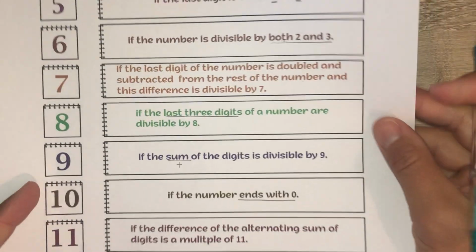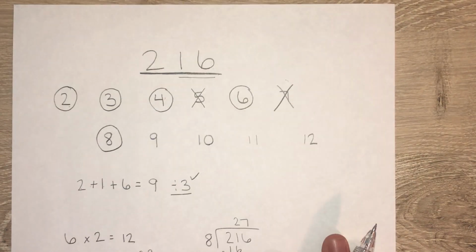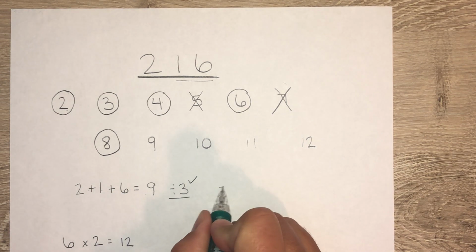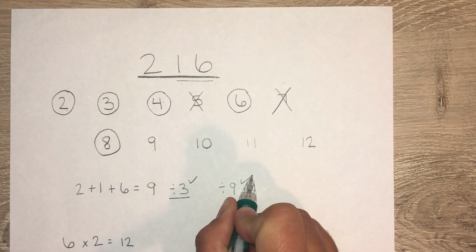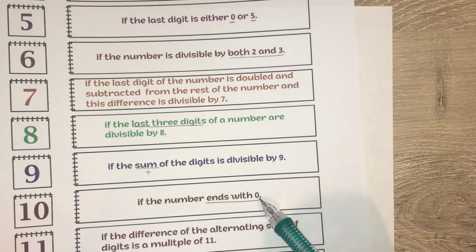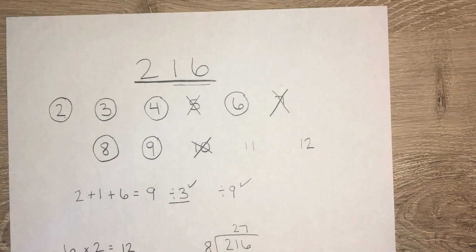The rule for the number 9, if the sum of the digits is divisible by 9. So when I added 2 plus 1 plus 6, I got 9. Does 9 divide by 9? Sure does. The rule for the number 10 is if the number ends in 0. This one does not end in 0.